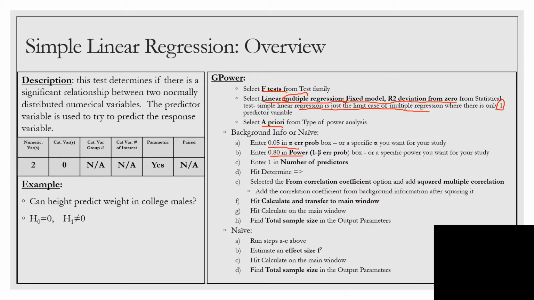And then, since it's simple linear regression, one predictor, we enter one predictor variable. In our example, height is the single predictor variable for weight. When we determine it with background information, we'll have to select the option from correlation coefficient and add the squared multiple correlation. So you'll square the correlation coefficient from background data you collect. Calculate and get total sample size. As always, with naive, you run the initial steps as normal and then estimate that effect size to get total sample size.